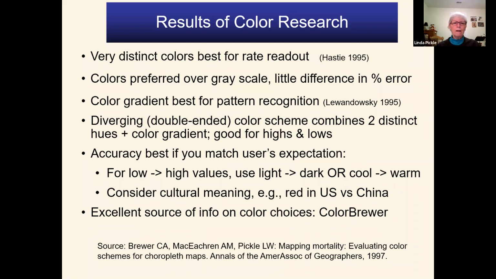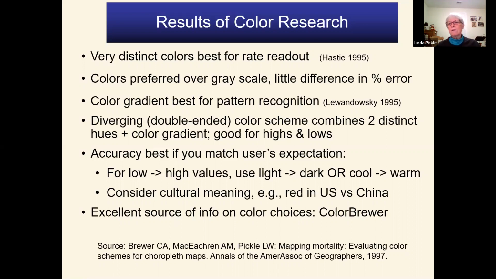We also found that the accuracy of reading the accurate rate from the map or the correct clusters was best if you matched the user's expectations. For low to high values, that expectation is that you'll have a light to dark color or a cool to warm color. So if you switch those and have a cool color, say a blue, representing high, and a warm color like red representing low, I don't care how good your legend is, people make mistakes. So you need to pay attention to expectations.